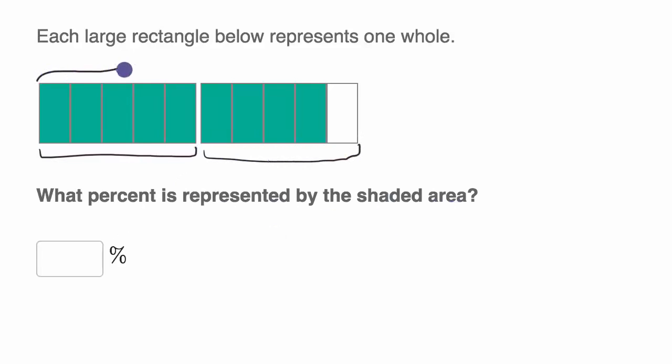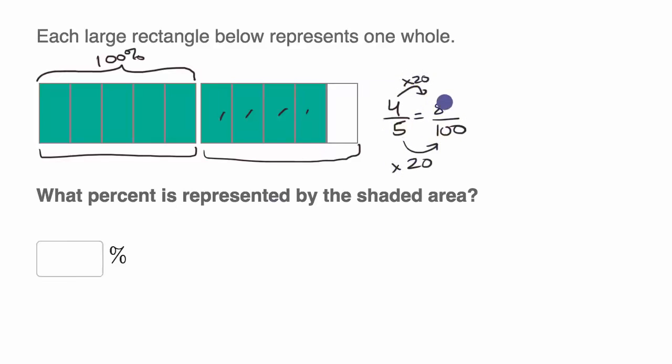So this one, we have shaded in a whole. So that is 100%. And then over here, we have shaded in 1, 2, 3, 4/5 of the whole. So 4/5, if I wanted to express it as per 100, what would it be? Well, 5 times 20 is 100. So 4 times 20 is 80. So 4/5 or 80 hundredths is filled out here, or you could say 80 per 100, which is the same thing as 80%. So this right over here is 80%.